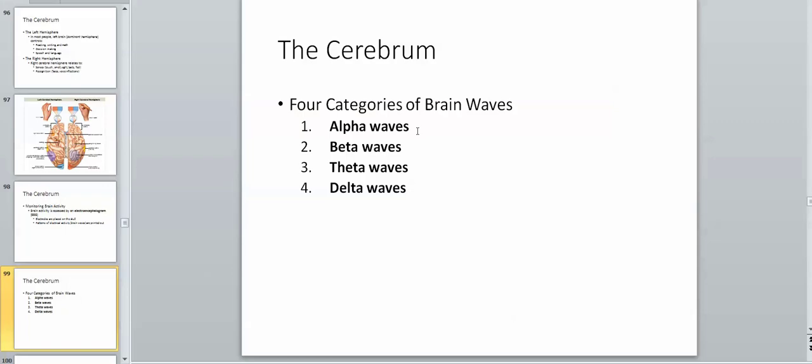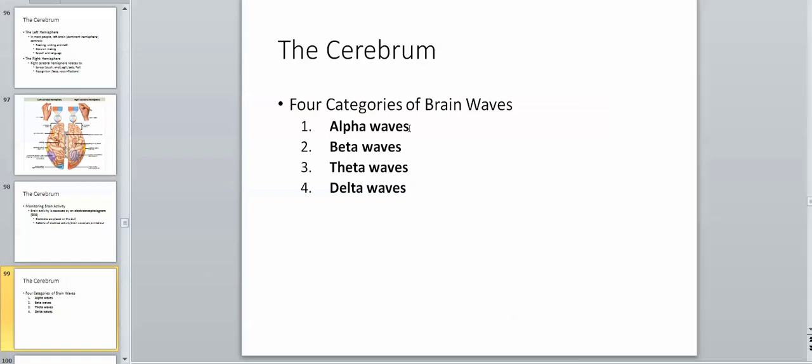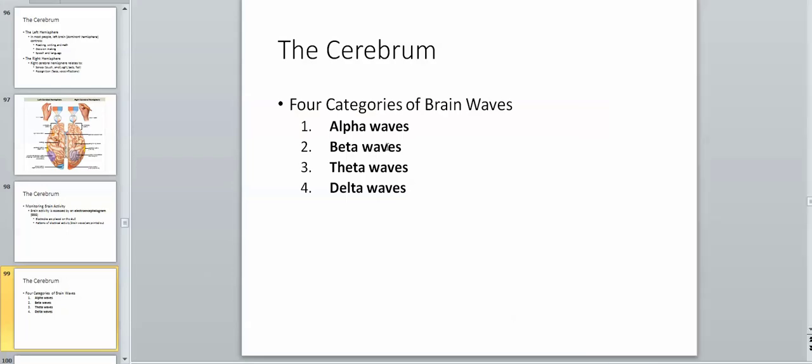There are 2 major waveforms that people are very familiar with, one of which are the alpha waves. And these you see in very relaxed people with their eyes closed. So people who are relaxed, in a kind of mellow state, if you will. And then we have beta waves, which are usually seen when someone's concentrating, doing a task, not just relaxing, but thinking about a very specific thing and performing a specific function.